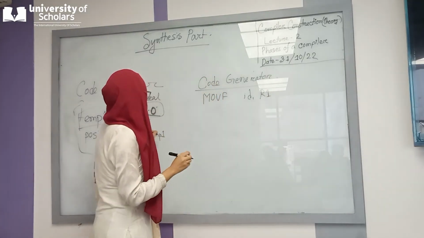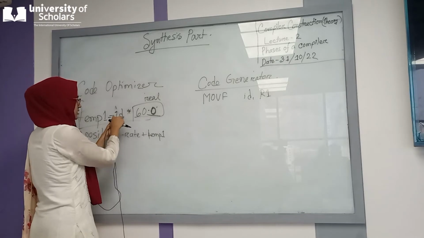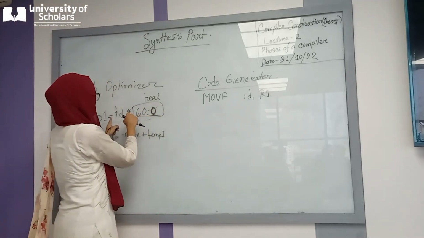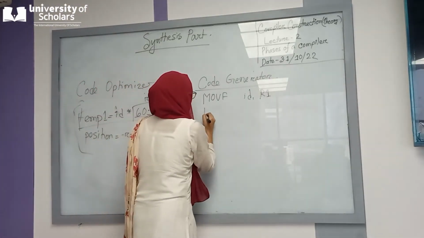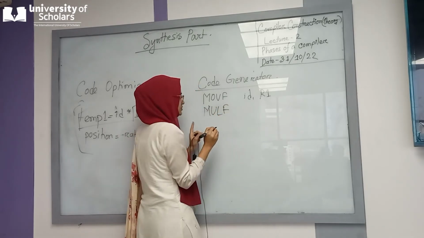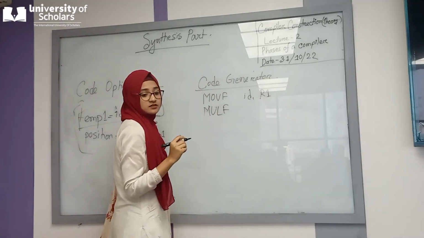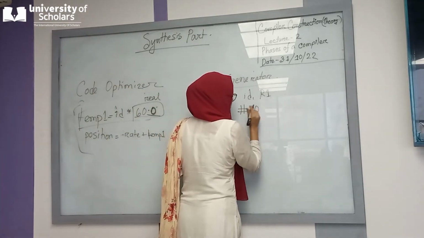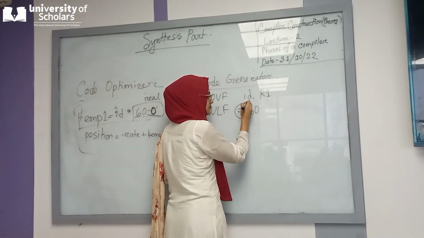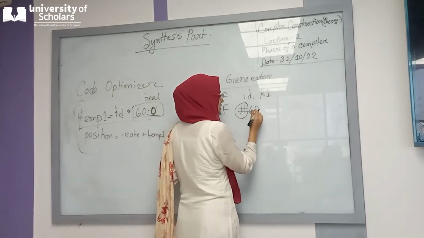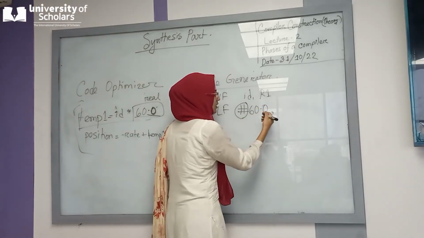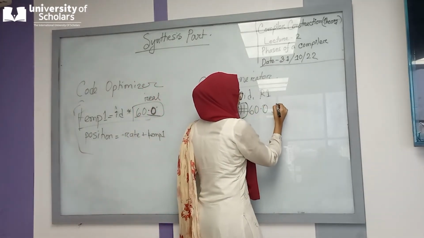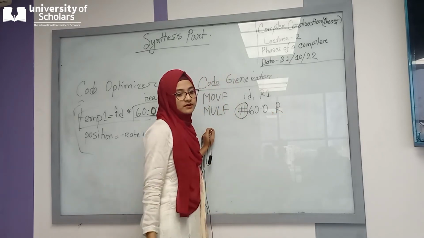Okay. After that, we need to multiply this value. This value is taken to the register already. So now we need to do this multiplication. So we need to multiply R1 with the 60.0. Yeah. As 60.0 is a number, you need to put this number sign. Number sign 60, comma number. Yeah, integer value number. And where are we going to store that?